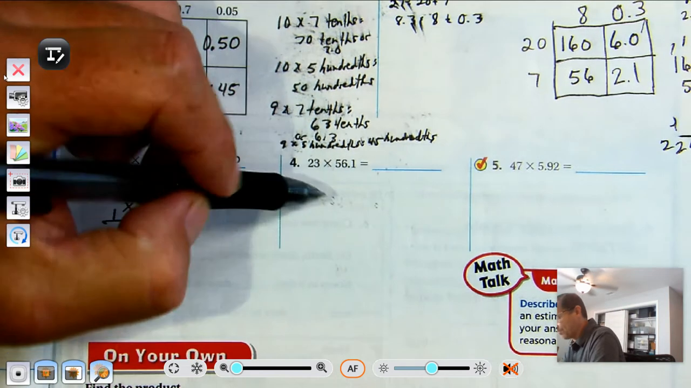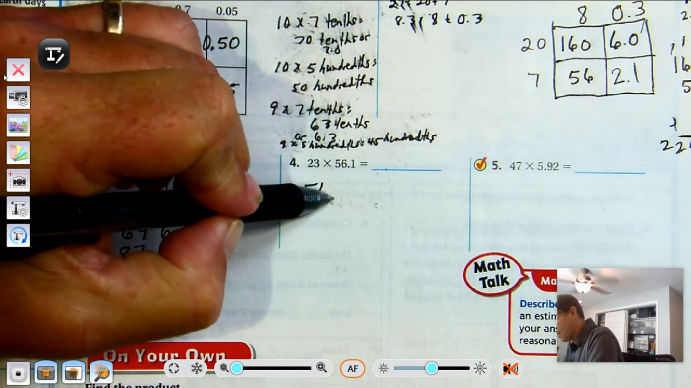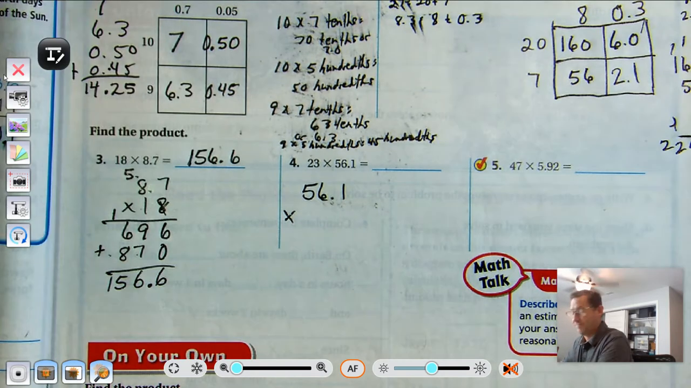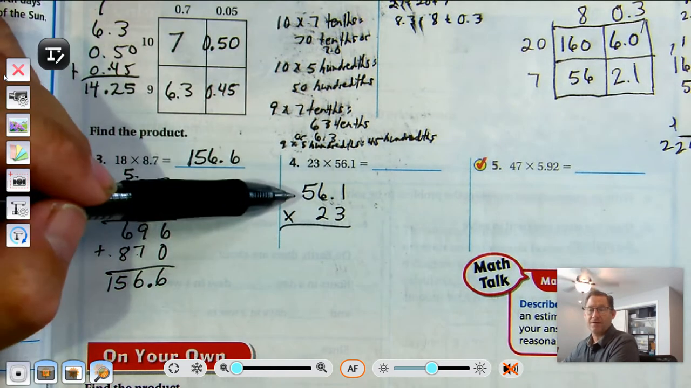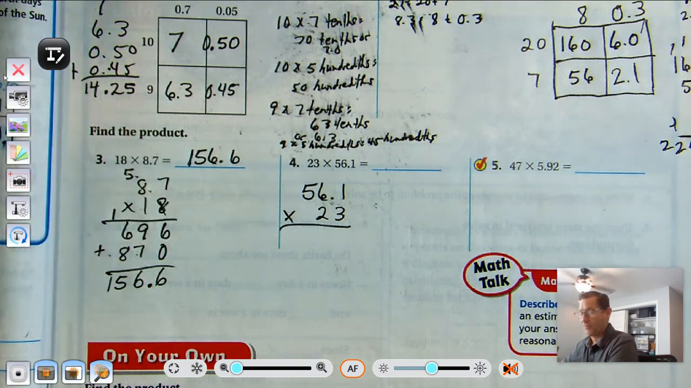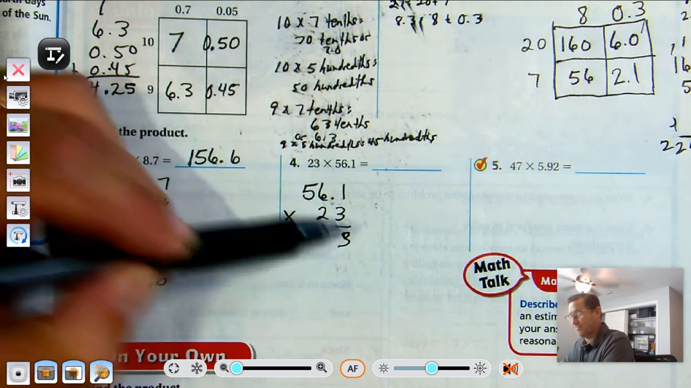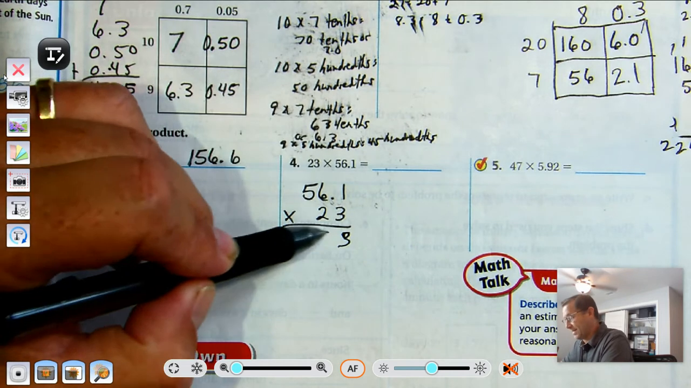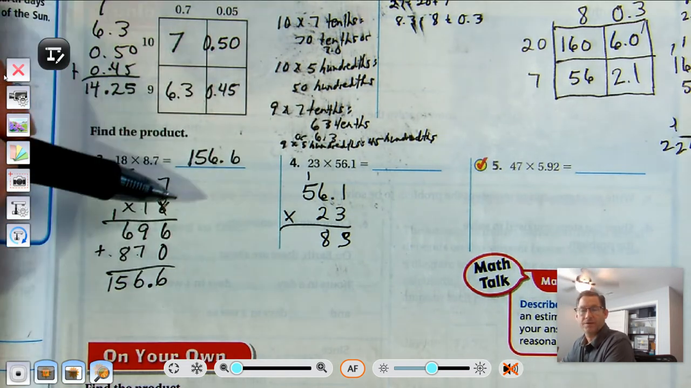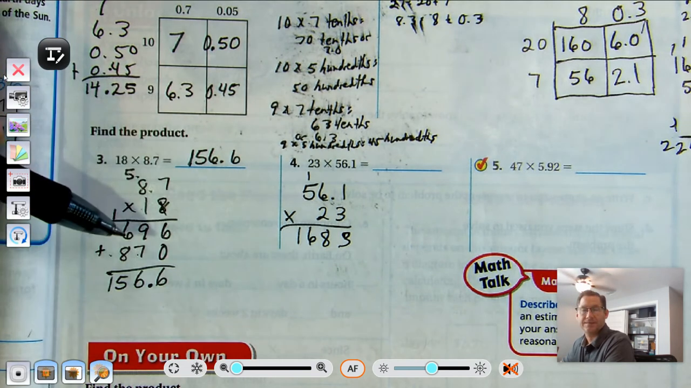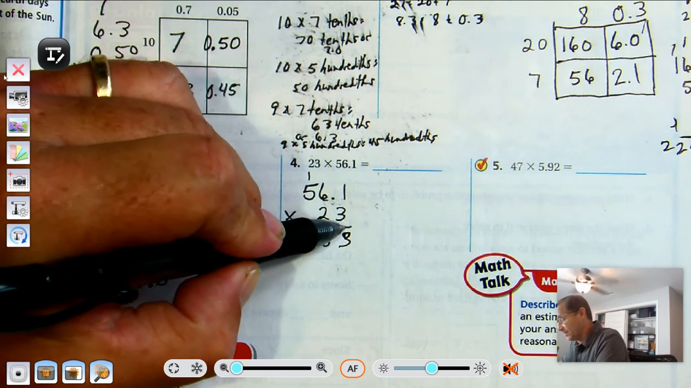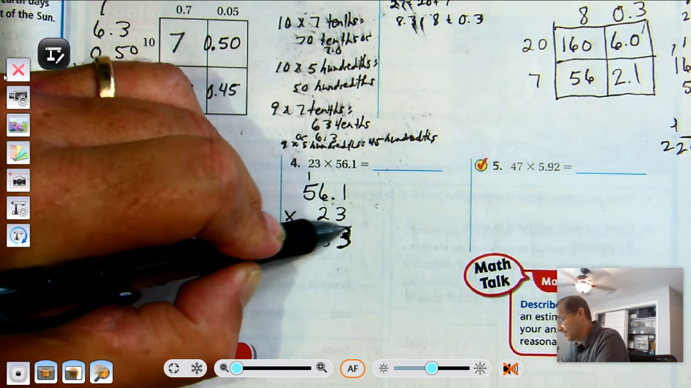Number 4, 56 and 1/10 times 23. So let's think of this as 561 times 23. 3 times 1 is 3. 3 times 6 is 18. Regrouped. 5 times 3 is 15. Plus the regrouped is 16. And that's not a very good 3, sorry. All right.